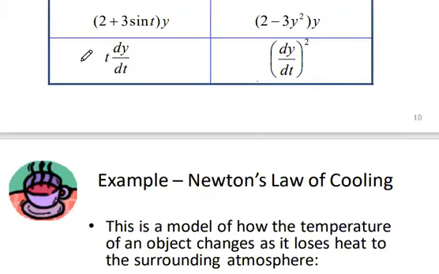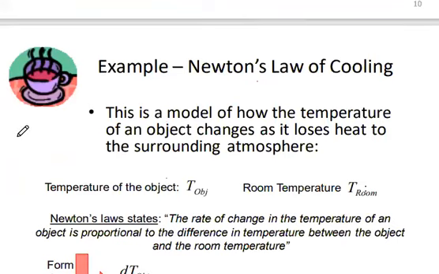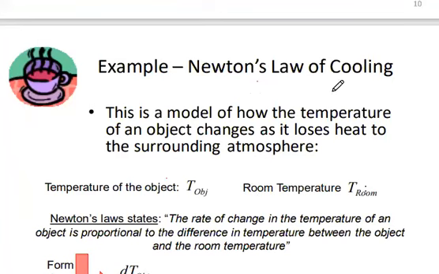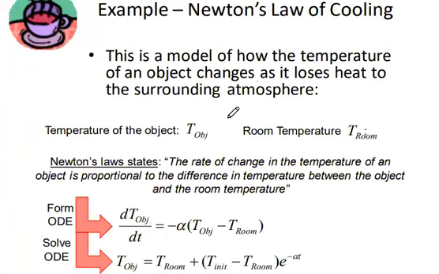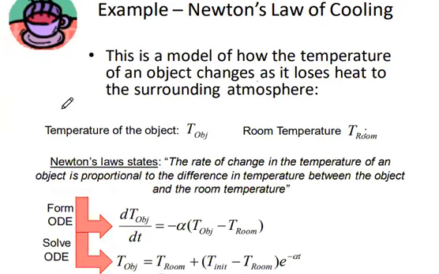As I said before, you can model by using assumptions. You can develop mathematical models. For this coffee cup, you can write the equations by applying Newton's law of cooling and obtain a differential equation. It's a model of how the temperature of the object changes. If you have something that changes over time, you can obtain a differential equation.